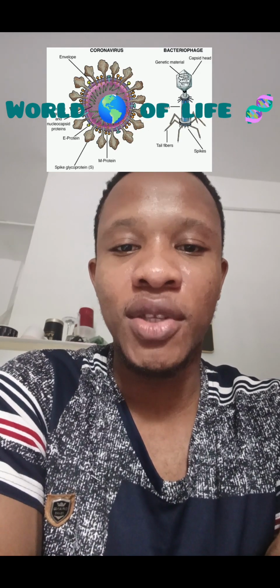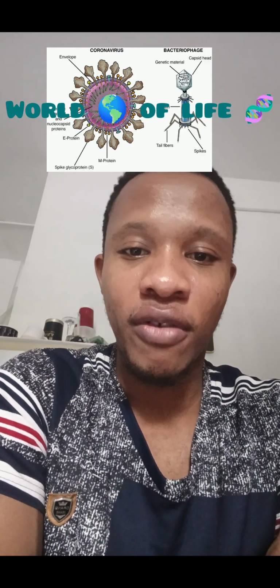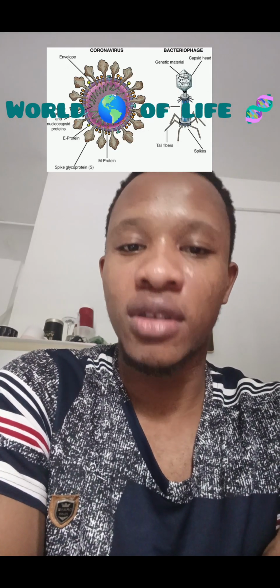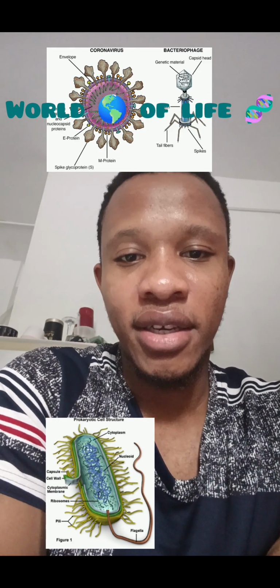Before I move on, I would like us to know that the study of virus is called virology, and virus has so many types. But here we are going to begin with the bacteriophage as a virus. The bacteriophage is actually a virus that targets a bacterium cell. It targets and destroys a bacterium cell.